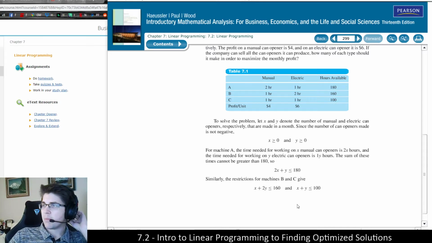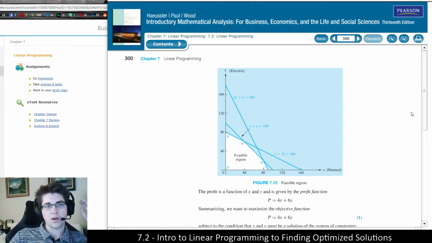So basically we have a bunch of inequalities, and if we graph all of these together on the same window, that will give us what we refer to as our feasible region. So basically the next page, page 300 of the textbook, we have each of those inequalities graphed.